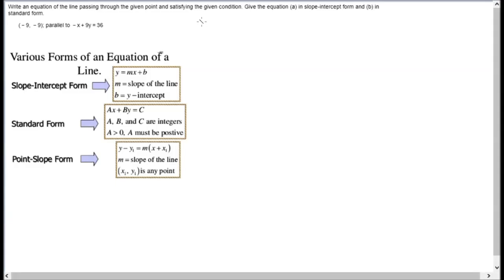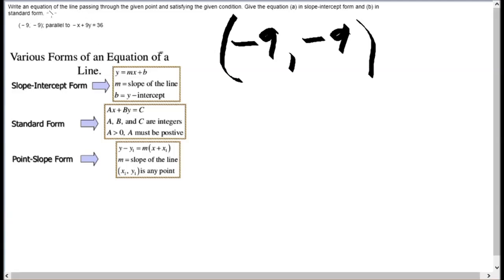Okay, so to take a look at this example here, we have the point (-9, -9) written over here. What we want to do is use this point, (-9, -9), to write the equation of a line. According to these words here, we need to write an equation of the line passing through the given point and satisfying the given conditions. Okay, so it's going to be parallel to this line.